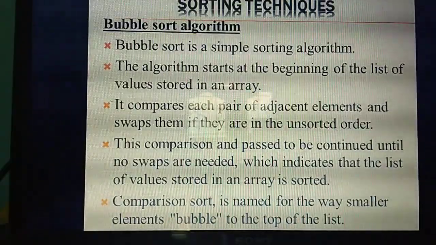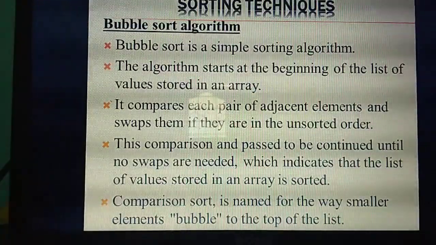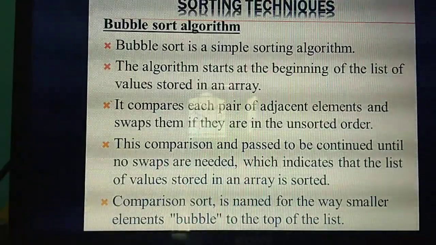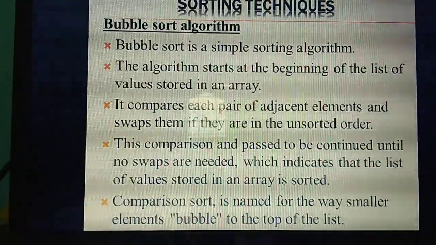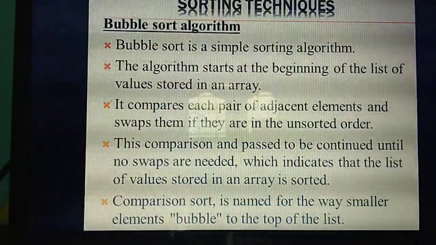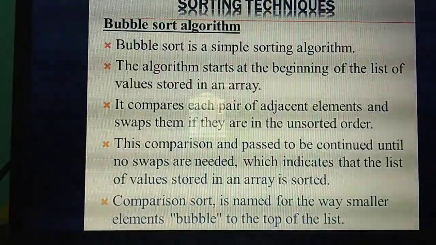In sorting techniques, what's the first algorithm? Bubble sort algorithm. So what's the first point you need to write? This algorithm is a very simple sorting algorithm. The sorting starts from the beginning of the list. How will the sorting be done? It will compare each pair, that means a pair of adjacent next elements, 2 adjacent elements.